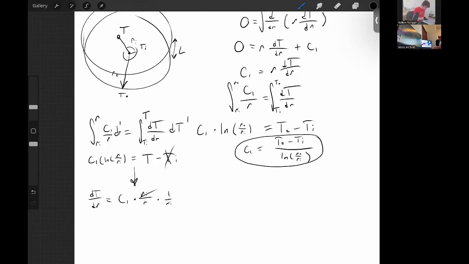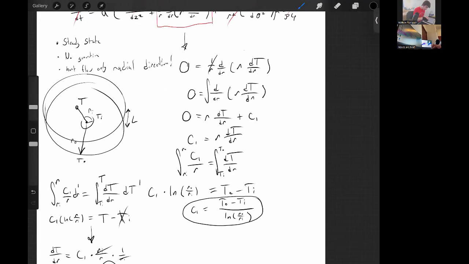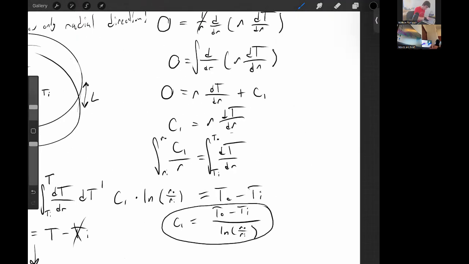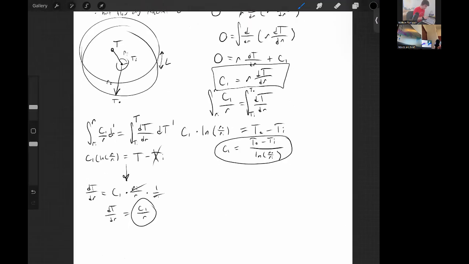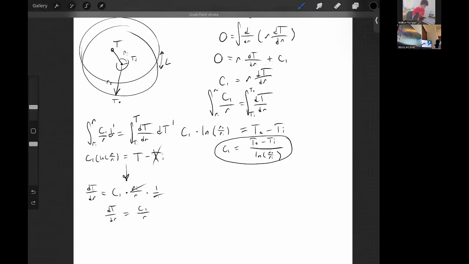And if we look, we can actually cancel these terms, and we get that dT over dr equals C1 over r, to which if we look up here, that is consistent with our outer boundary terms that we have made. If you multiply this by r, you'd get the same thing. So this works. This equation makes sense for us intuitively.